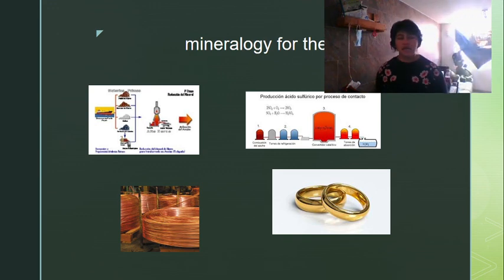Finally, I can say the minerals are of great importance, besides being very interesting, colorful, and pleasant. If we look at this slide, we can see relevant processes that associate metallurgy and mineralogy, such as iron production, sulfuric acid production, steel, cable production, and jewelry.